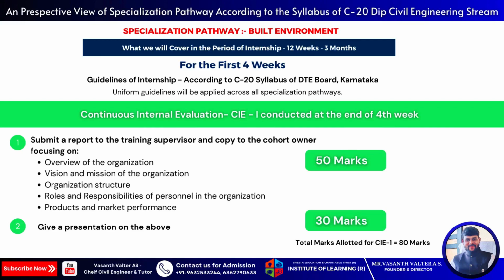In the 4 weeks of your internship, first, you need to do, according to the board regulations and rules, submit a report to the training supervisor and copy to the cohort owner, focusing on overview of the organization, vision and mission of the organization, structure and roles and responsibilities of personnel in the organization, and products and market performance. That is about 50 marks. And the second one is to give a presentation on the above. Whatever the points mentioned above, you need to attempt for the presentation. That is about 30 marks. You are seeing on the screen here. Total allotted marks for continuous internal evaluation 1 is about 80 marks.